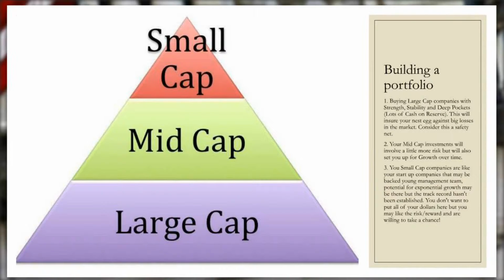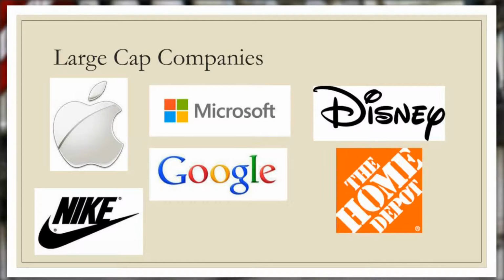So let's take a look at some large cap companies. You've got Apple, Nike, Microsoft, Google, Disney, Home Depot. Basically, if the market should crash, these companies aren't going out of business. Small mom and pop stores might get sold or bought out or acquired. But if some of the big top dogs in the industry go under, then the whole economy is going under. If Home Depot goes out of business, can you imagine what that would do to the whole global economy?